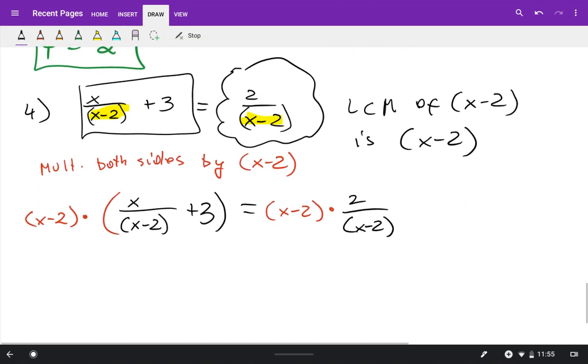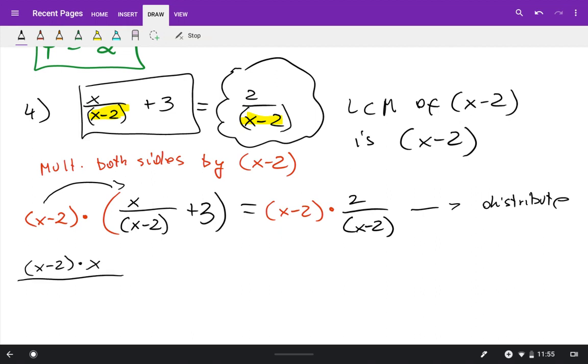Okay, so what we're going to do next, I follow the same steps. Next, you're going to distribute. Okay, so I multiply x minus 2 by the fraction. When you multiply the expression by a fraction, you only multiply the numerator. So you have x minus 2 times x, and copy the denominator, which is x minus 2, plus x minus 2 times 3. So I distribute x minus 2.